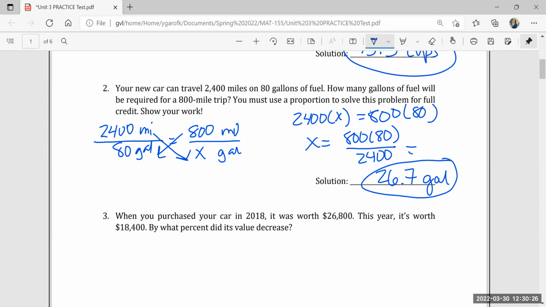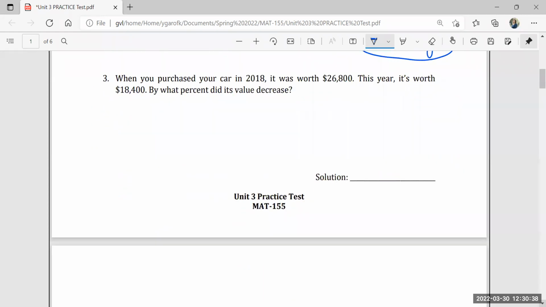Remember, with proportions, you want to set them up. You want to check that we have miles and miles and gallons and gallons. You want straight across your units to be the same, and then use cross multiplication to solve for X. You'll do that in every one just like this.